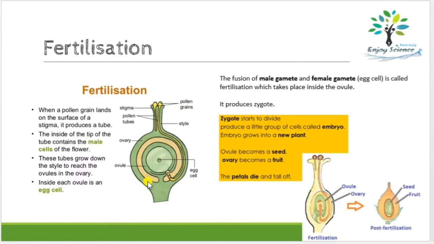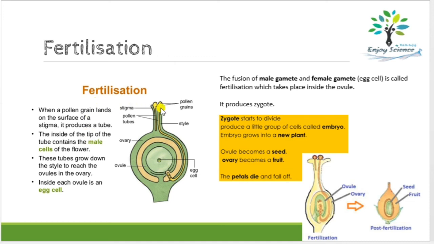So after the pollination, we have fertilization. So pollination is the process where you bring the male and female gamete together. Okay, because if fertilization has to take place, then male and female gamete have to be together, right? So after the pollination, what happens?